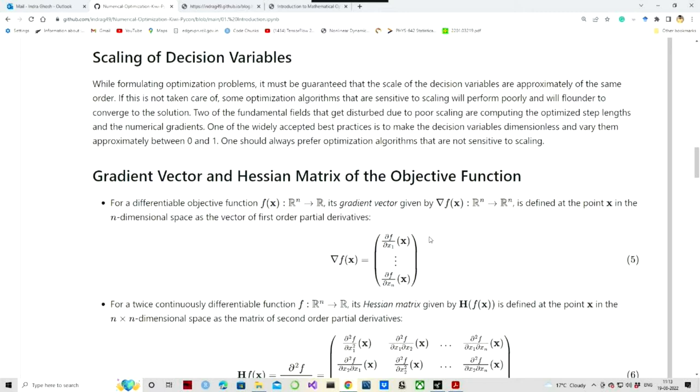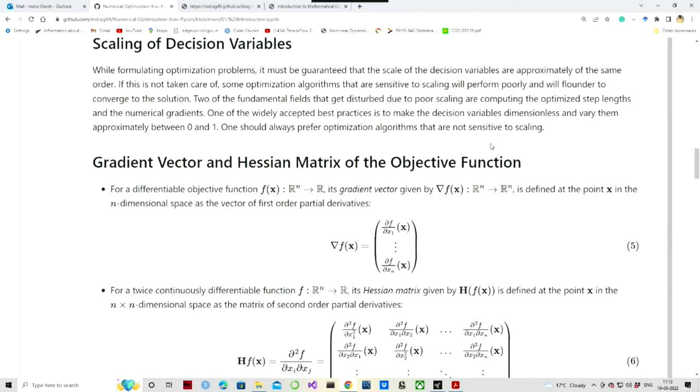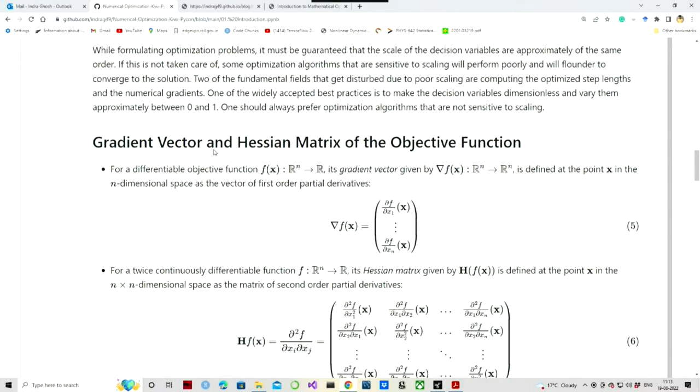One basic thing you can do is make the variables dimensionless by using some algorithm to scale the values between 0 and 1. Whoever is from a data science background can relate to this. Most often people scale the values between 0 and 1 to make the problem tractable. This is an important thing to keep in mind.